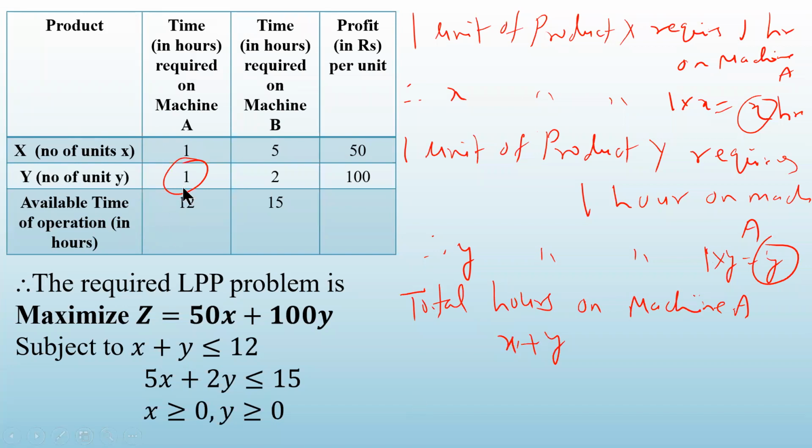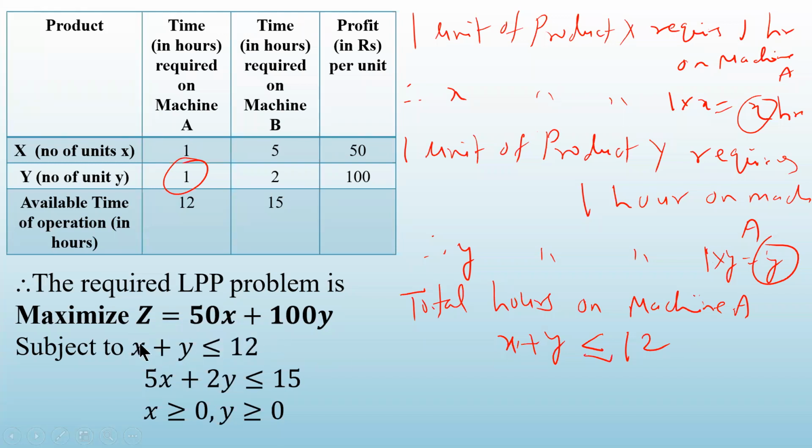But how long can machine A operate? Maximum 12 hours. So the total hours x plus y should not go beyond 12 hours. It can be maximum 12, it cannot be more than 12. So x plus y is less than or equal to 12. So this is the first constraint.